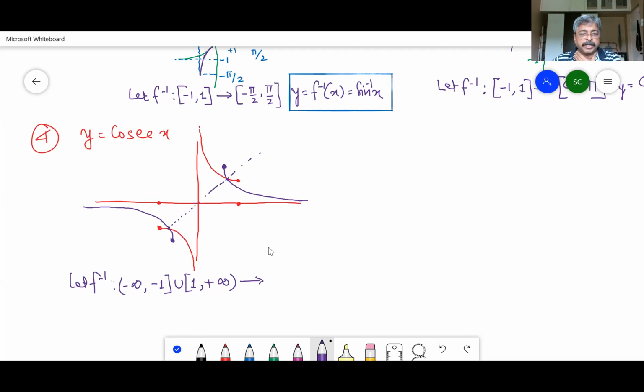Okay, range will be minus pi by 2 to 0, where 0 is not available, open interval, union, open interval, 0 to pi by 2.